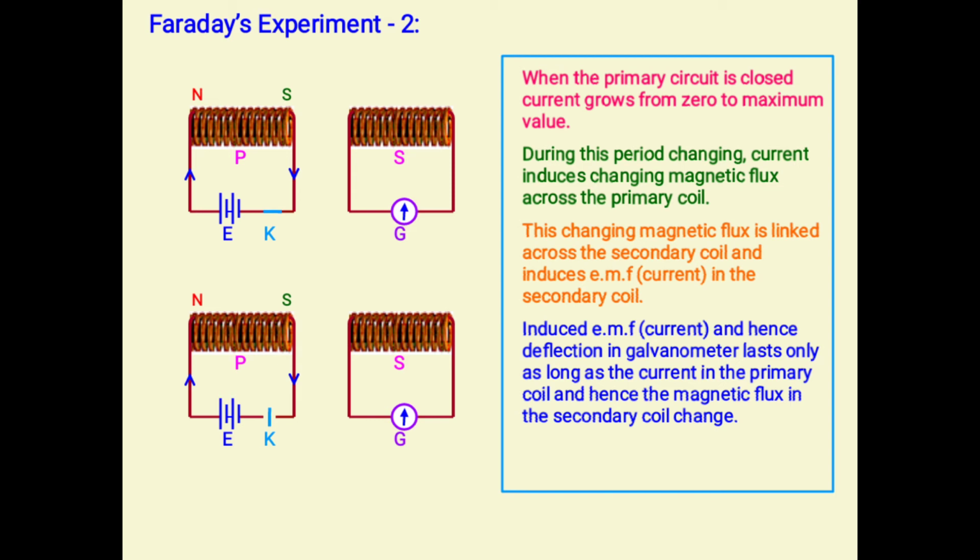That means the change happens only when there is some change in the primary current. When current in the primary coil remains constant, there is no flux change in the secondary coil as well as in the primary coil. Therefore, no current is induced in the secondary coil.